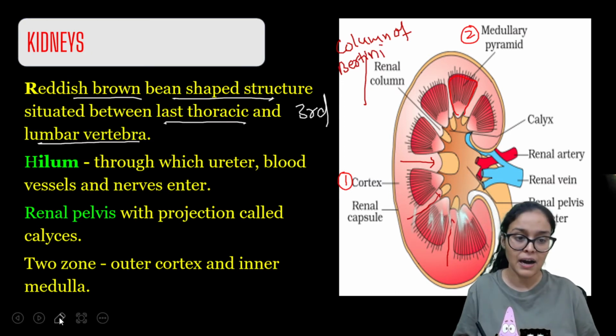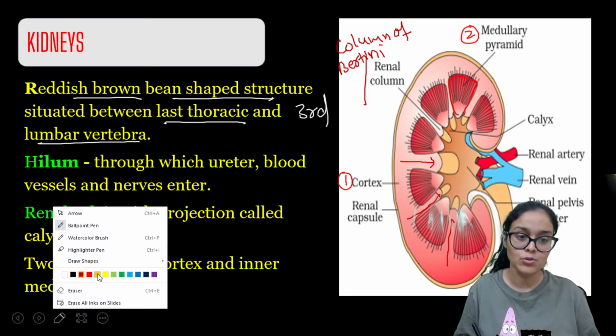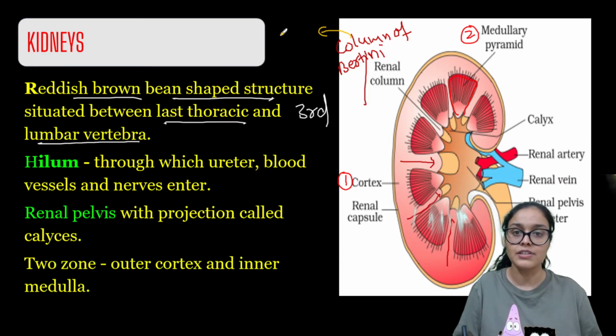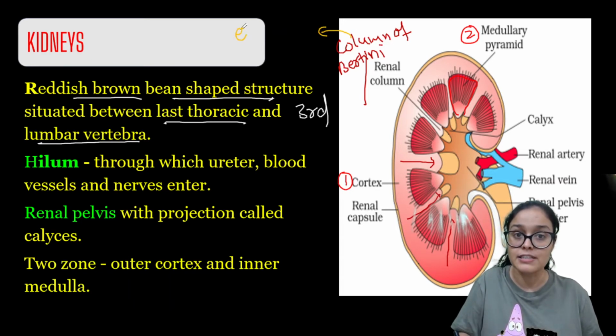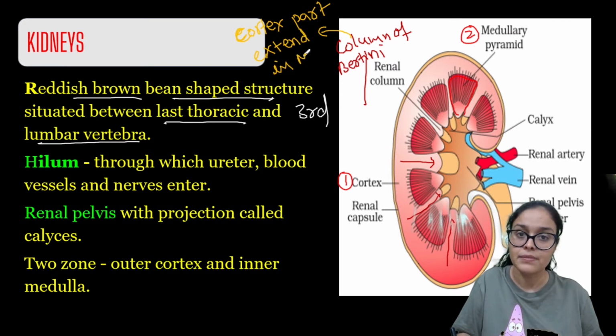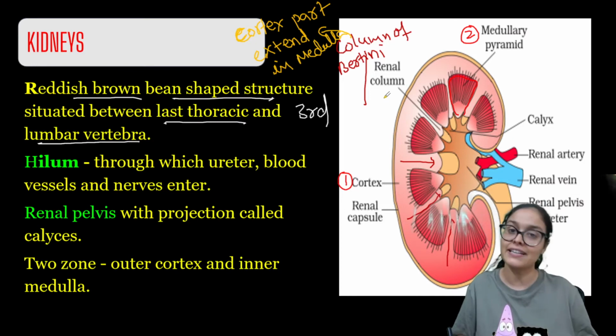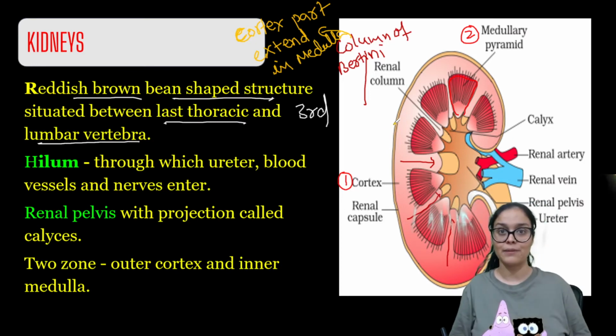And what is this part? So obviously I have told you this is the cortex part. The cortex part extends into the medulla region. So obviously medulla में कुछ part cortex का भी extend हुआ, that is the column of Bertini, the renal column, and I'm pretty sure it is clear so far.